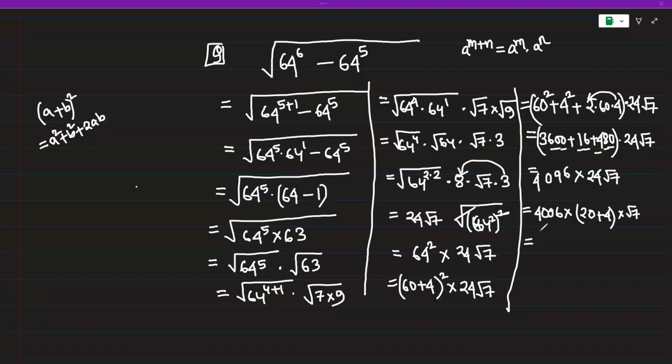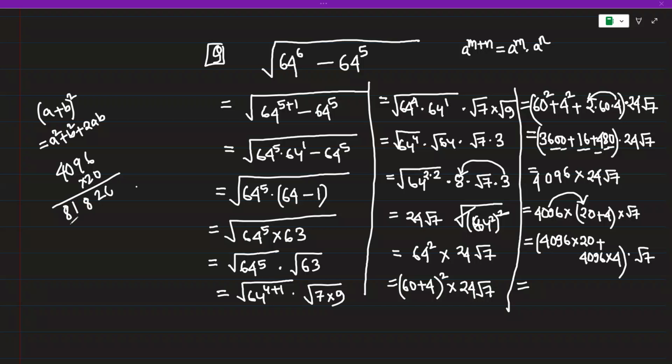So we can multiply that using the distributive law: 4096 times 20 plus 4096 times 4 times root 7. 4096, if we multiply with 20, so 2 times 6, 12, 1 carry, 2 times 9, 18, 1 carry, 1, 4 times 2, 8. We got 81,920.